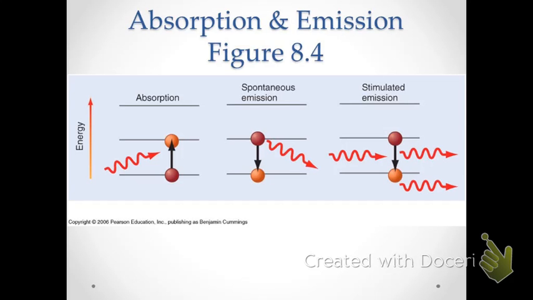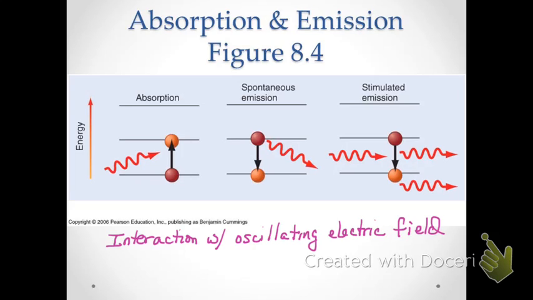When light interacts with molecules, the dominant form of that interaction is the oscillating electric field interacting with the charge density of the molecules themselves. This slide shows the different types of interactions or transitions that can occur when a photon interacts with the energy levels of a molecule. The first one here is absorption. In absorption, we have a molecule starting out in the lower energy state and moving to the higher energy state after it absorbs a photon of light.